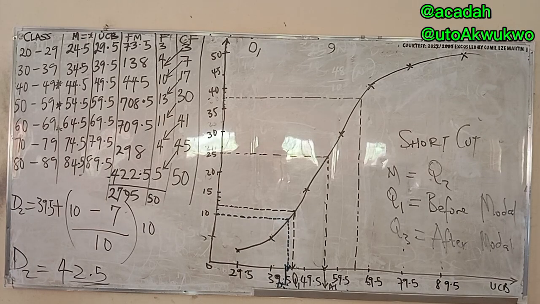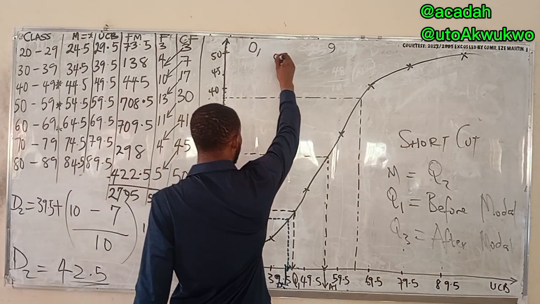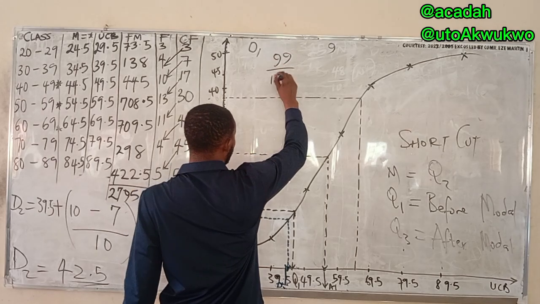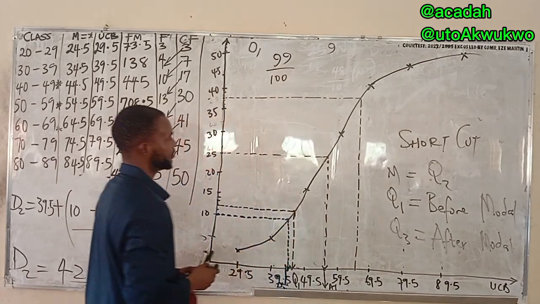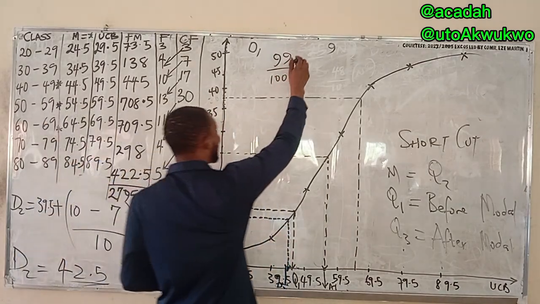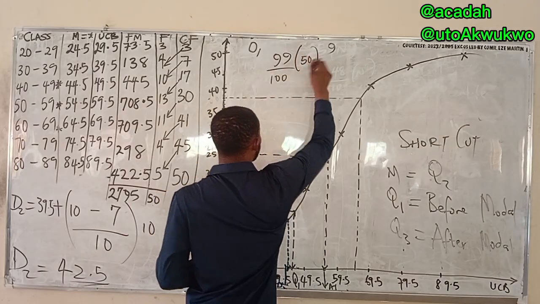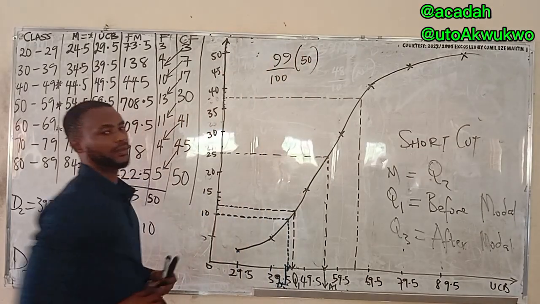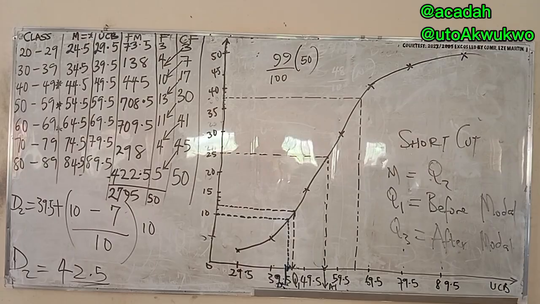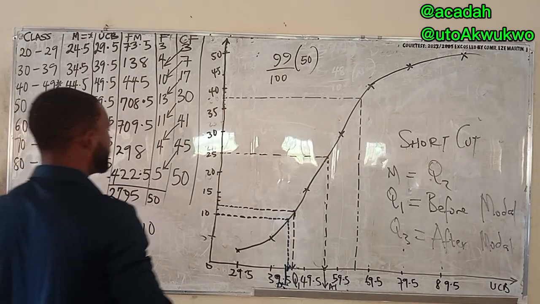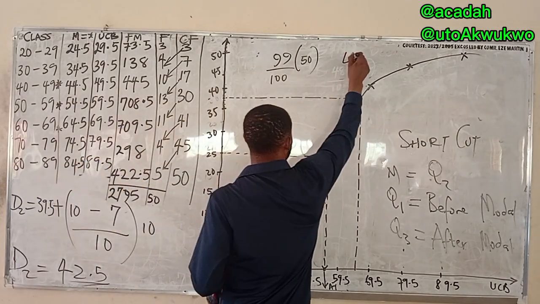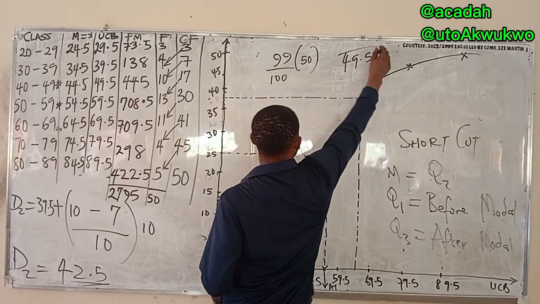So if they ask you the 100th percentile, the same approach. Sorry, let's say they ask you 99th percentile. Let's check: 99 over 100, what is it? Then times it with our n. Our n is 50. Times what do you have? 49.5. So we have 49.5.